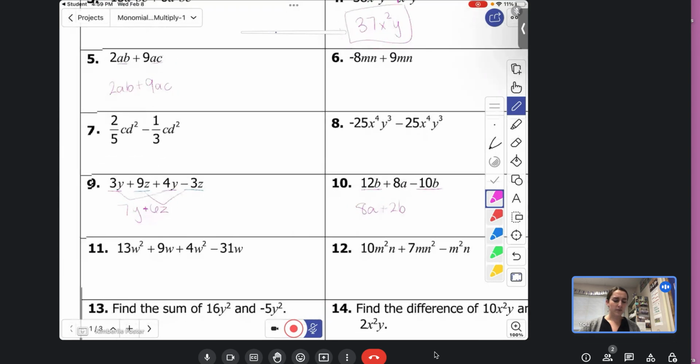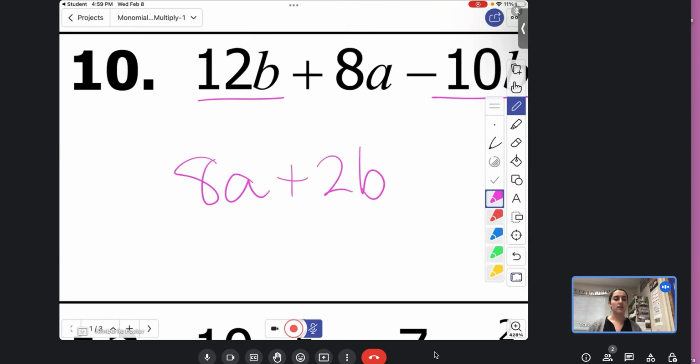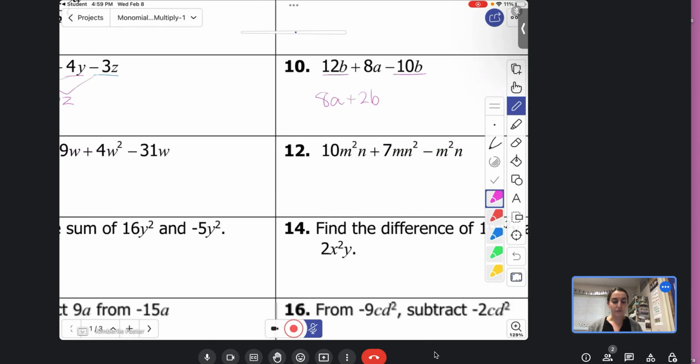These problems feel strange because we're not used to having an answer that looks unfinished. These are going to look and feel unfinished, okay? But we're not actually solving, we're just simplifying. I'm not solving for A, I'm not solving for B. We are simply combining like terms, okay?